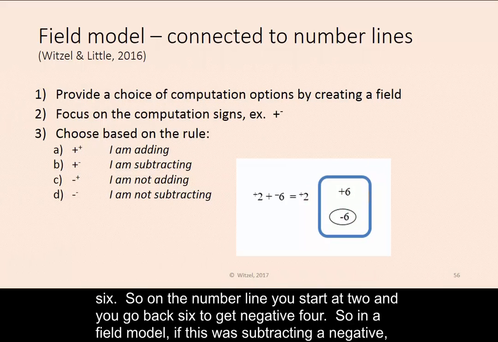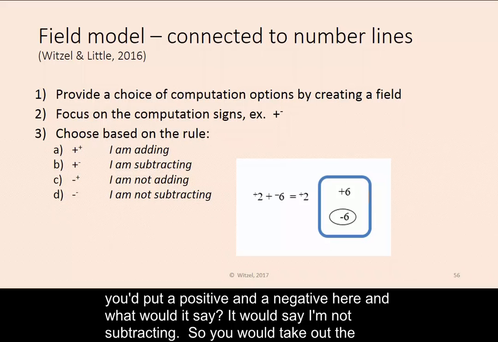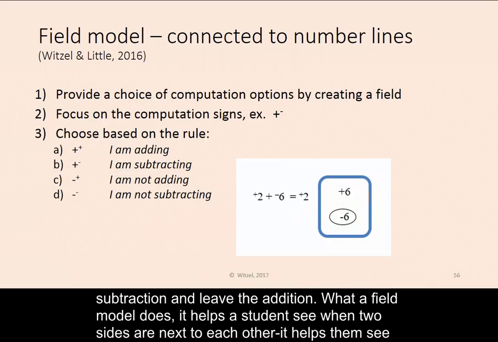So in a field model, if this was subtracting a negative, you'd put a positive and a negative here, and what would it say? It would say I am not subtracting. So you would take out the subtraction and leave the addition. What a field model does is help the students see, when two signs are next to each other, what's really happening here.